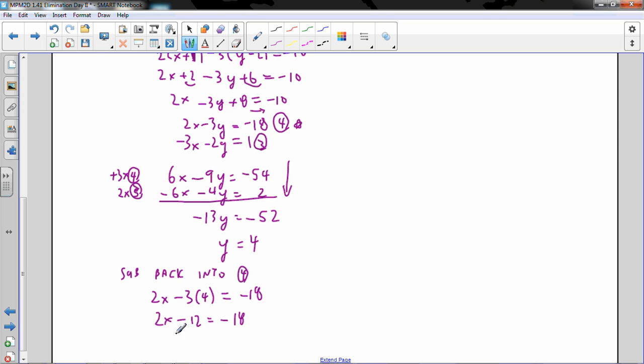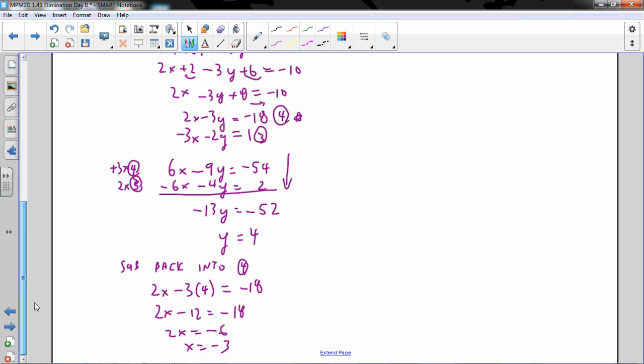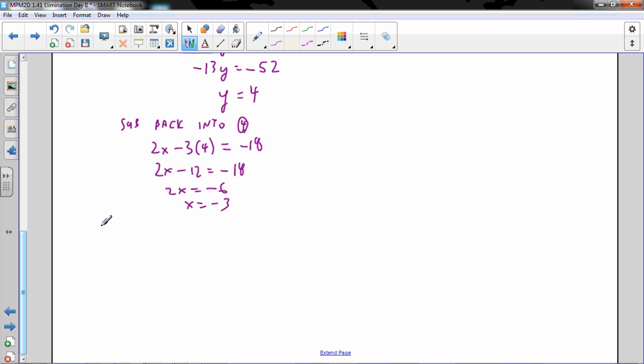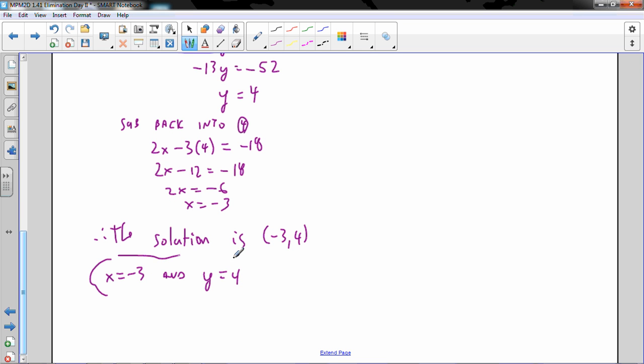I'm a little bit worried about this. Adding 12 to both sides, minus 6, x equals minus 3. And remember, I could do a formal check to make sure that works. But therefore, the solution is negative 3, 4. Or again, some of us like separating it into its 2 pieces. But it doesn't matter. All right.